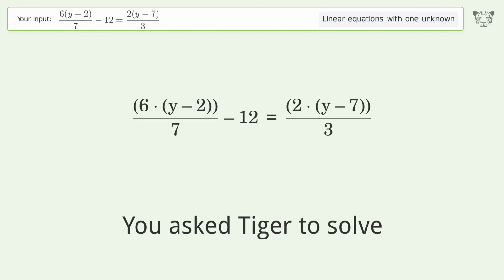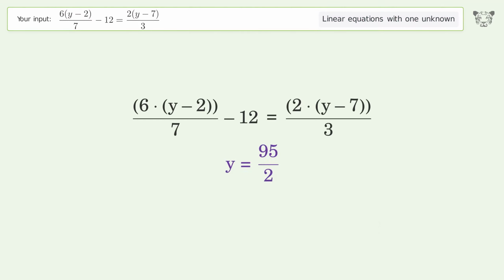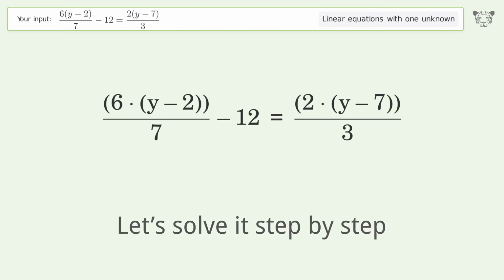You ask Tiger to solve. This deals with linear equations with one unknown. The final result is y equals 95/2. Let's solve it step by step.